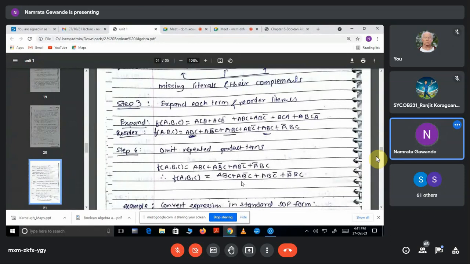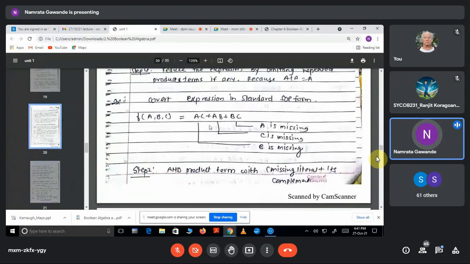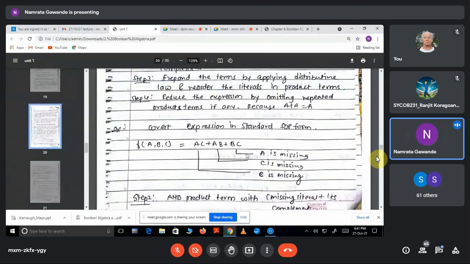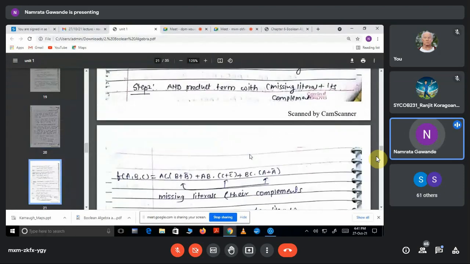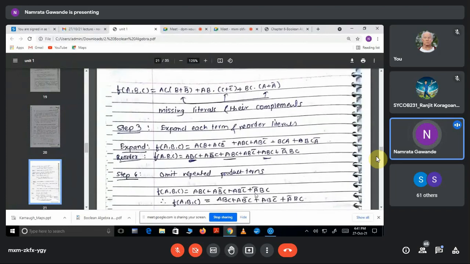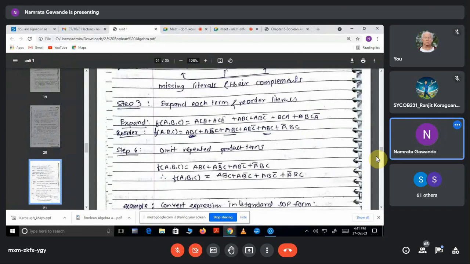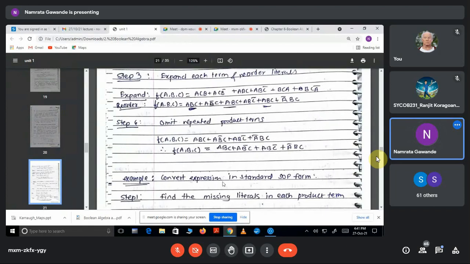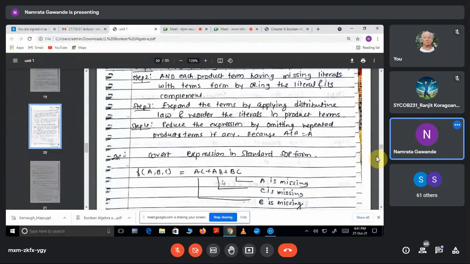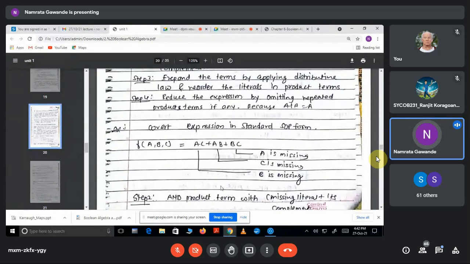So this is the standard form of this expression. How have we converted it? First step, find the missing literals. Then take the AND of the product term with the missing literal plus its complement. Then expand each term, reorder, and omit the repeated product terms. Have you understood this part, students? In that case also an example is there. Did you understand this example? Okay.